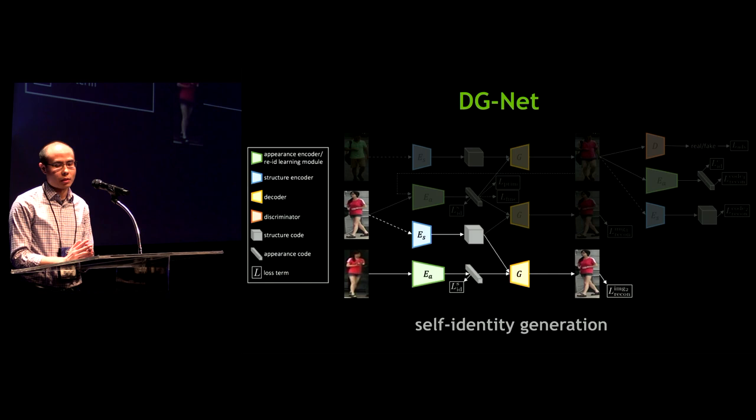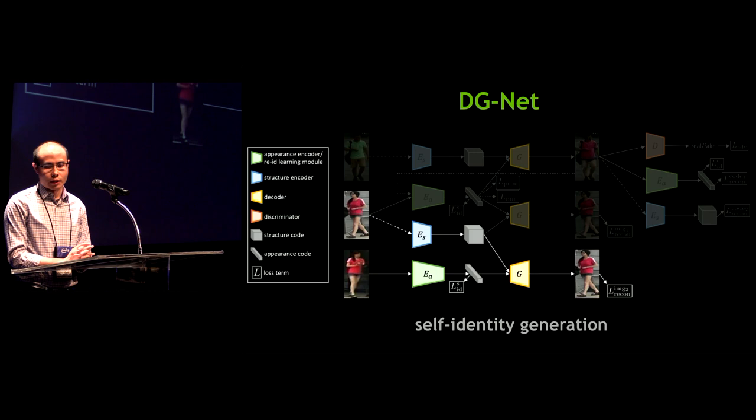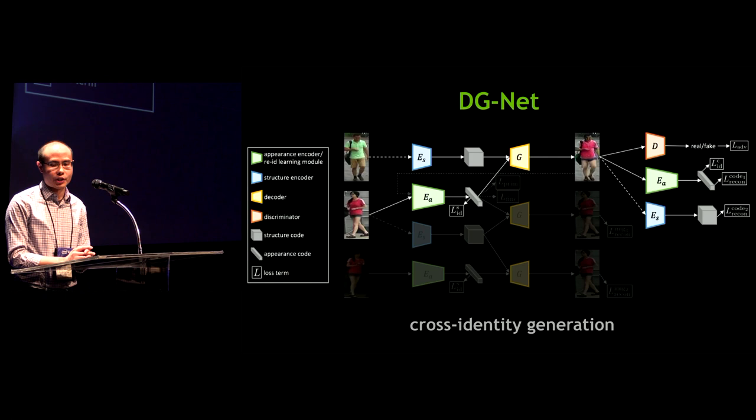And the third objective is the cross-ID generation. Since there's no pixel level ground truth supervision in this case, we apply the latent code reconstruction based on the appearance and the structure code extracted from the generated images. And we also apply an adversarial loss to match the distribution of the generated images to the real data distribution.